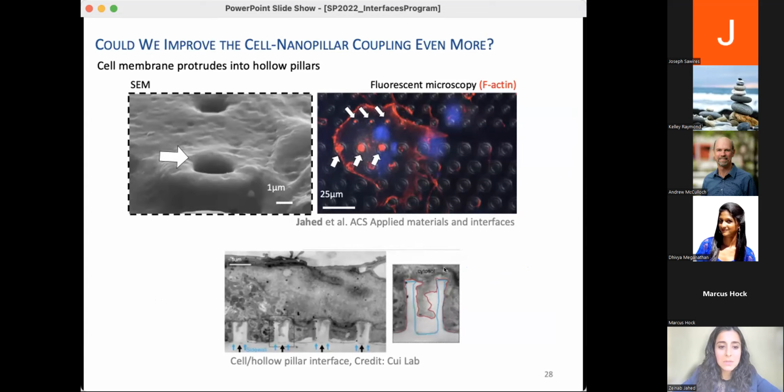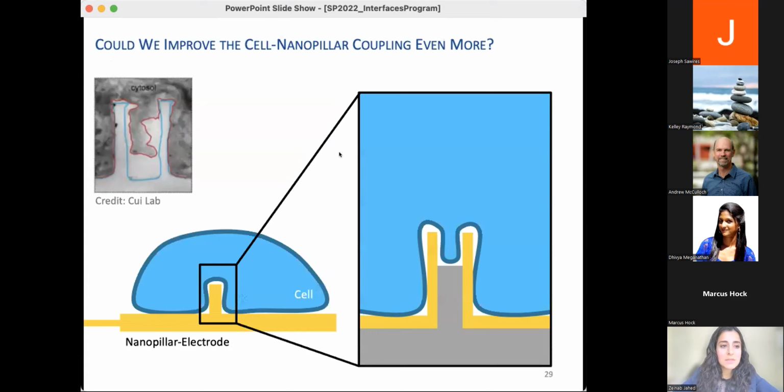And this takes me back to what we talked about in the fundamental studies, about how cells are able to protrude into the openings of hollow nanopillars. And so we thought whether we could use this idea to actually get a stronger signal from the cell by increasing the attachment between the cell and the nanopillars.